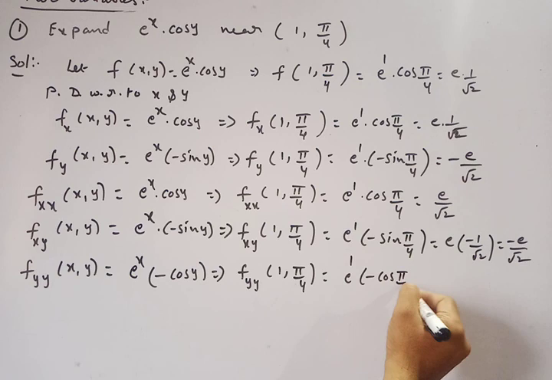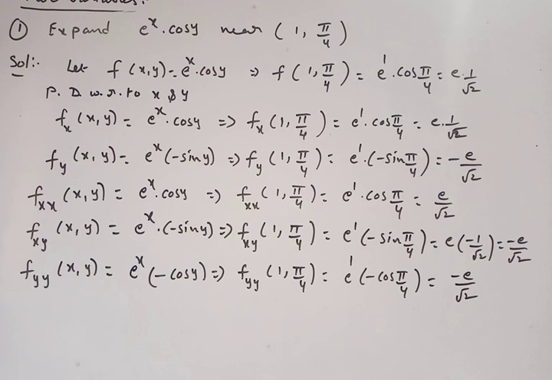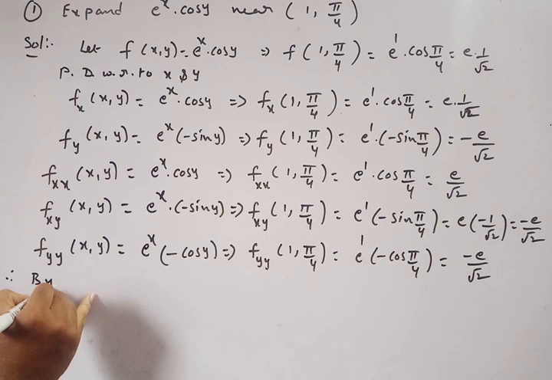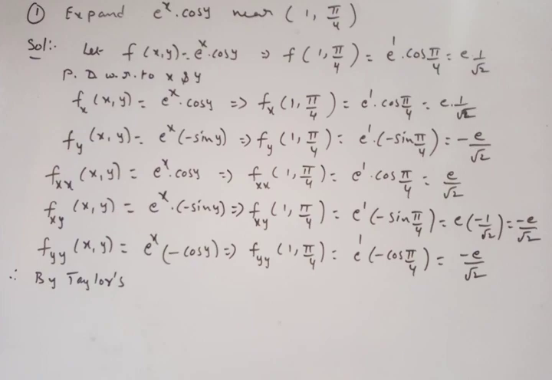1 by root 2 minus e by root 2. Correct. So I calculated all these values in the Taylor series expansion. Now substitute all these values in Taylor's formula. So, by Taylor's, please write the formula. For me here, there is no space, so I am writing directly by Taylor's f of x comma y.